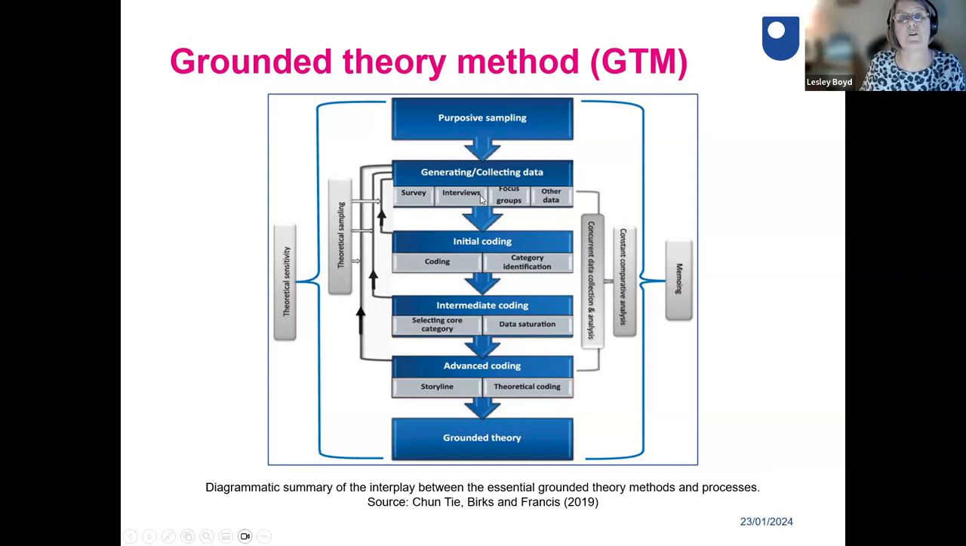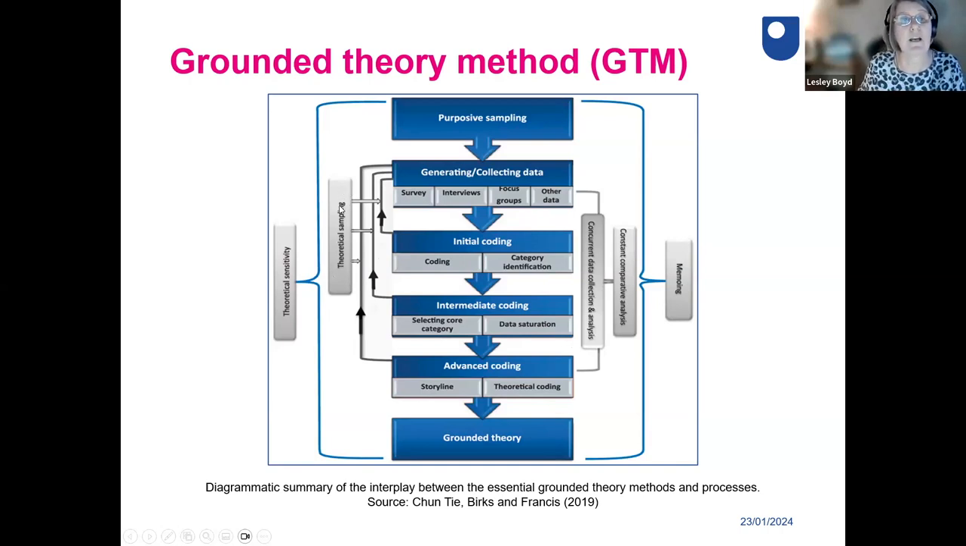So you start off with your open codes from your data, and then you're making categories between them. And then you're identifying something called the core category. That pulls together the concept that you've got in your study, in your analysis, and you're showing how your other categories relate to it. And then you've pulled through finally with something called theoretical coding and make an integrated grounded theory.